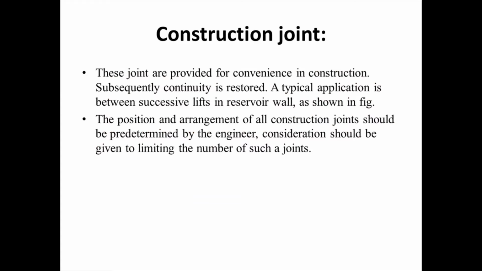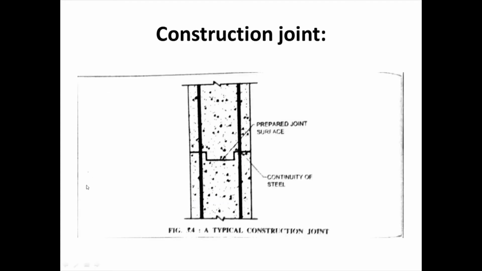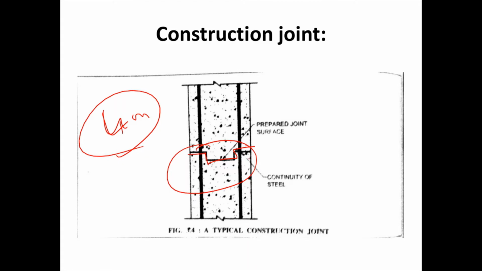Construction joint. Simply, we provide a temporary joint. We will not construct a full wall in one filling. Say there is a 4-meter height wall. We will construct it in parts. So for the parts we use this type of joint, which is called a construction joint.